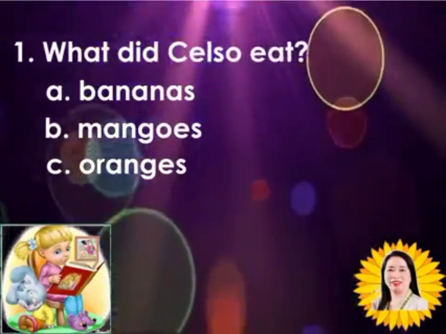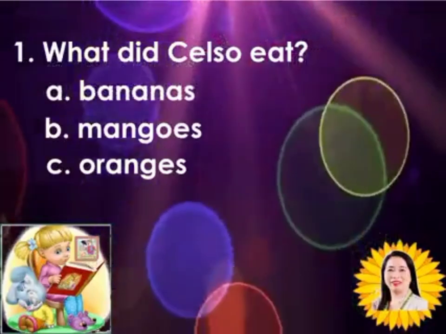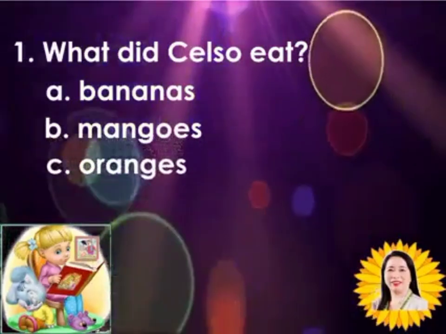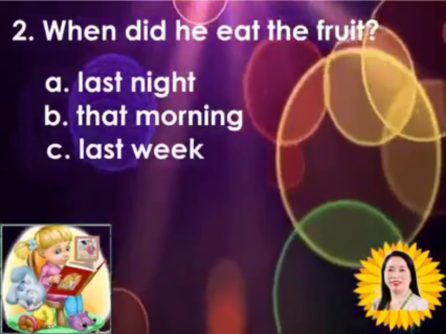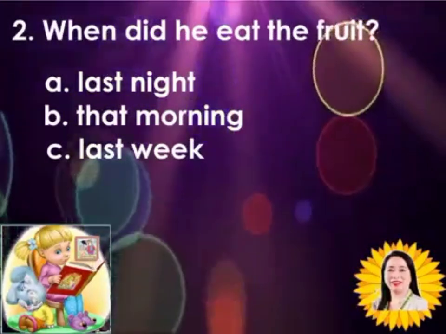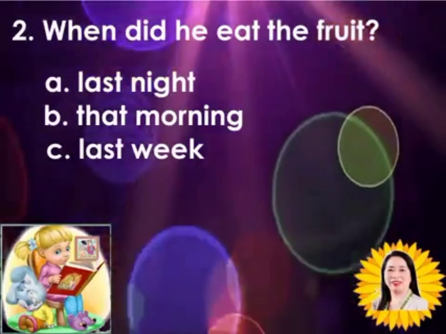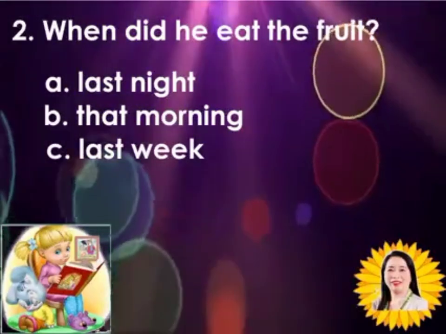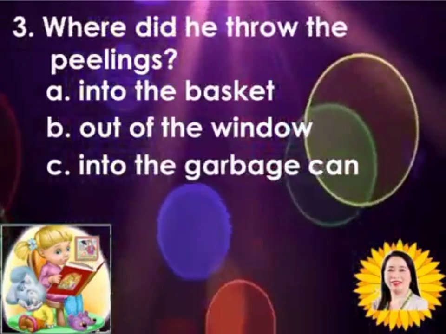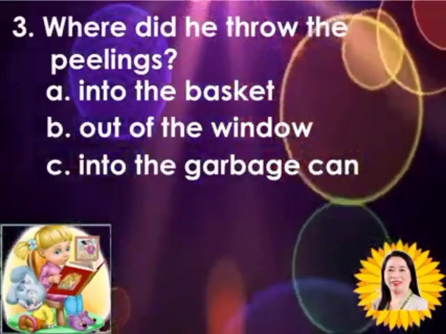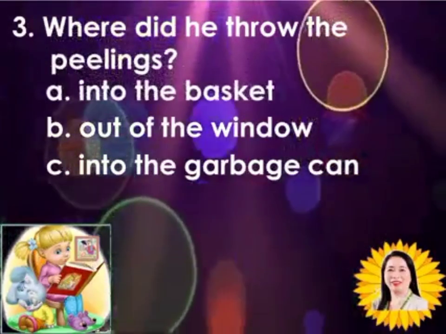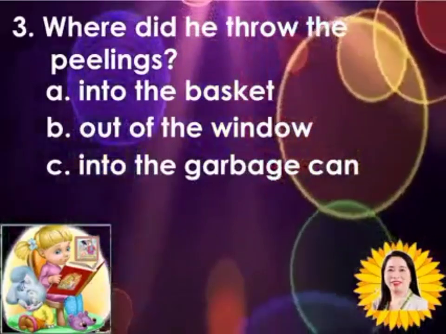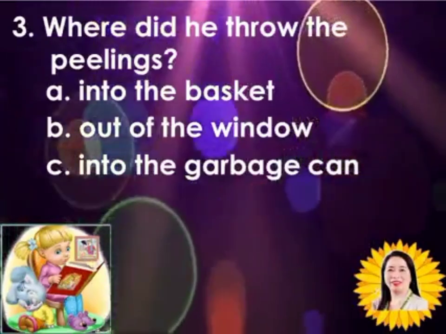Number 1. What did Celso eat? A. Bananas. B. Mangoes. C. Oranges. 2. When did he eat the fruit? A. Last night. B. That morning. C. Last week. 3. Where did he throw the peelings? A. Into the basket. B. Out of the window. C. Into the garbage can.